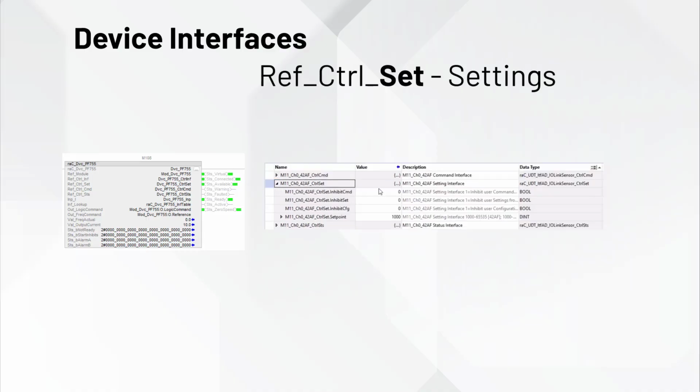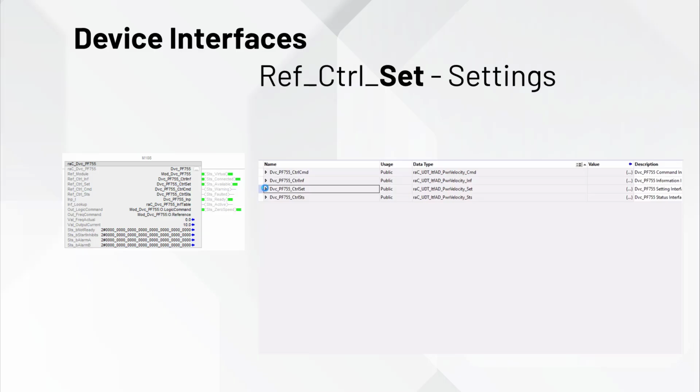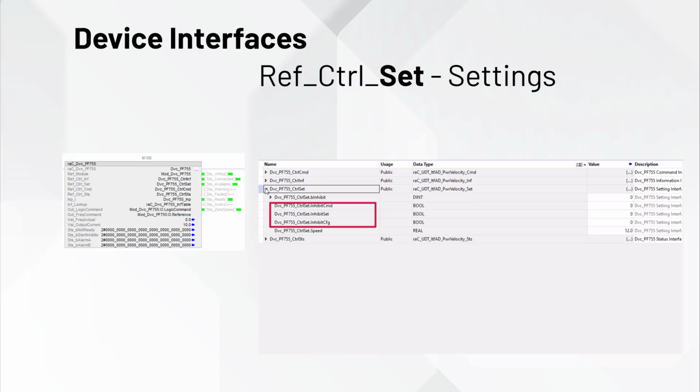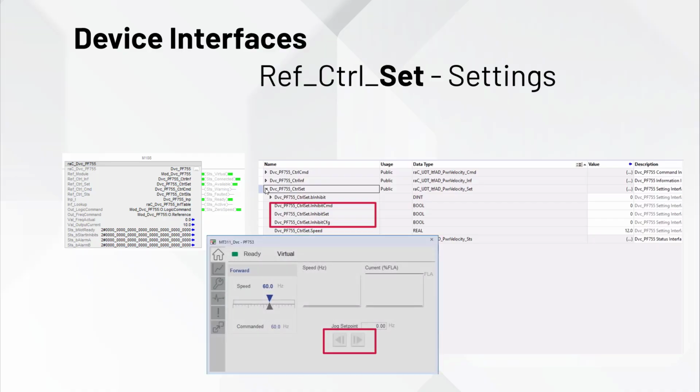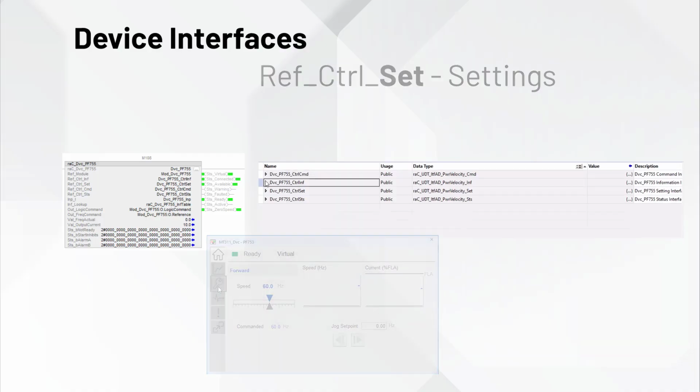SET, or settings, is your device settings interface. If a device has settings like a drive's speed set point or a sensor's trip set point, you can programmatically interface with them here. This interface also commonly includes settings to inhibit commands, settings, or configuration changes from the HMI faceplate. It's worth noting that when power devices are connected to plant PX or machine builder instructions, these inhibit settings are all turned on since the motor or VSD instructions are then in control of the device.